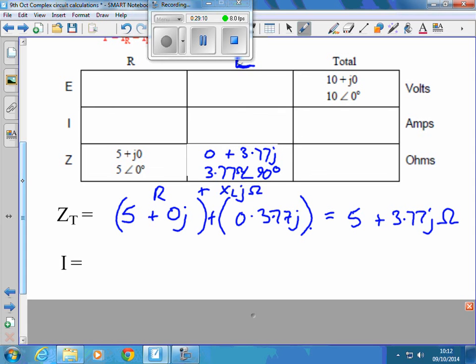Okay, so we can put that in here. 5 plus 3.77 J ohms. Do convert that to polar as well, gents, please. 6.3 ohms, angle 37 degrees. Yeah.